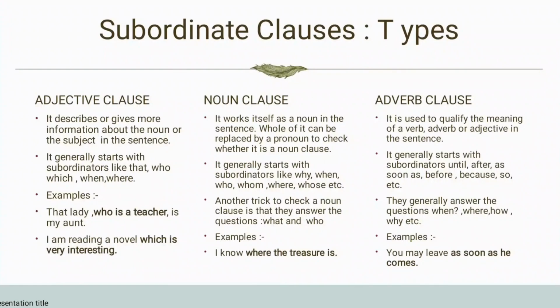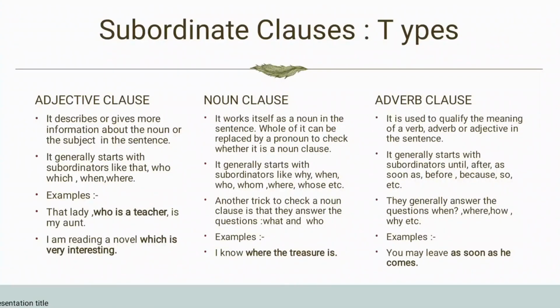Now let us see the types of subordinate clauses. Subordinate clauses are basically of three types: adjective clause, noun clause, and adverb clause. All three are different. How are they different? Let us see. An adjective clause, as you can see by the name, describes or gives more information about the noun or the subject in the sentence. Since it acts like an adjective, it is called an adjective clause.